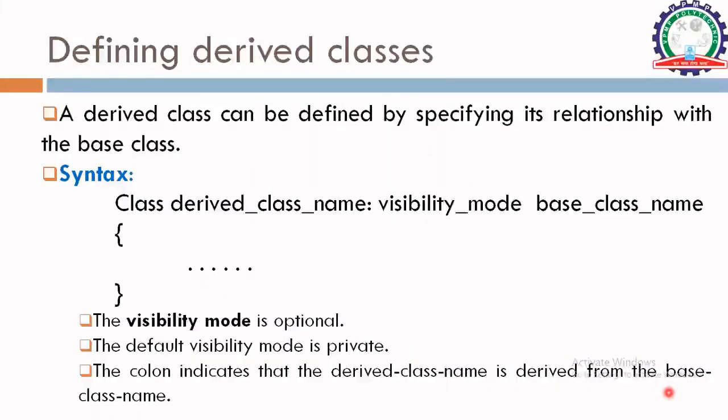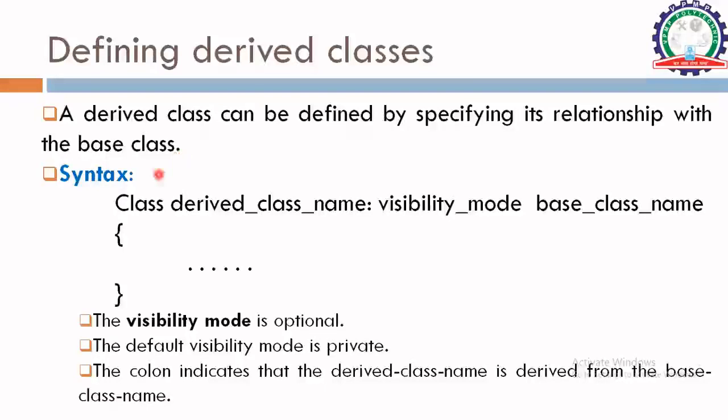Now let's see another objective for today's session, that is defining derived classes. Yes, as we discussed, we can make a new class from the existing class, right? So that particular new class is known as a derived class, right? So how to write the definition of a derived class, that we will see. A derived class can be defined by specifying its relationship with the base class. Yes, we have to define a relationship with the base class for the derived class.